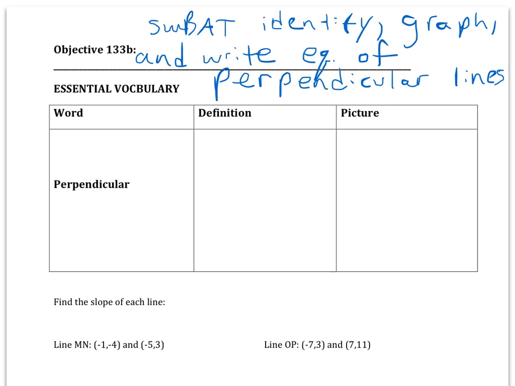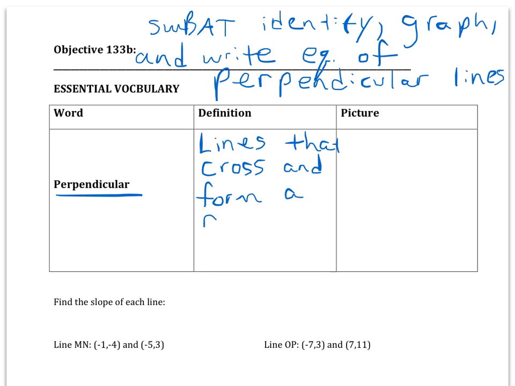Okay. Alright, perpendicular lines are lines that meet, let's redo that. The definition is lines that cross and form a right angle. Okay, and we know a right angle also is 90 degrees.